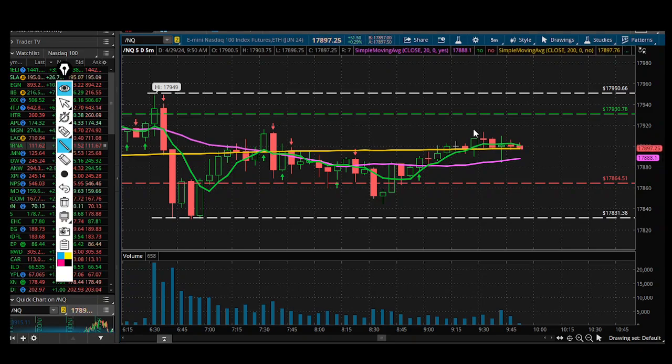Right now, price is a little pinned in between the 5 SMA and the 20 SMA on a 5-minute time frame.